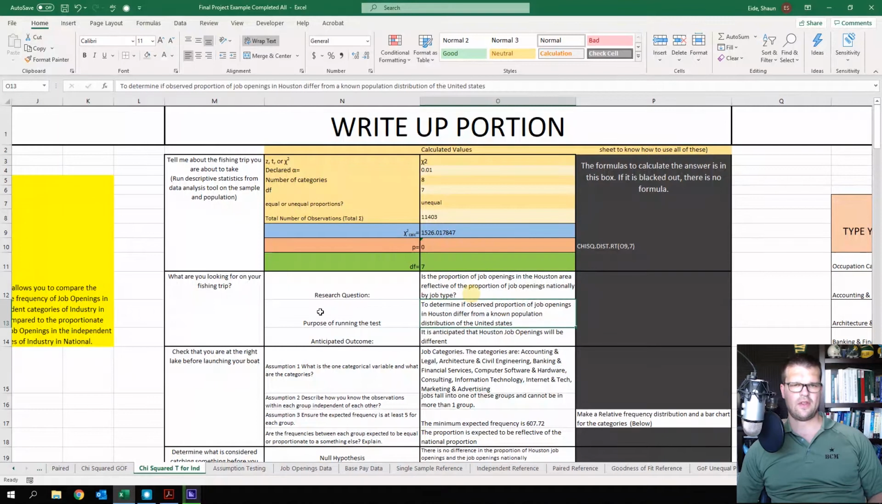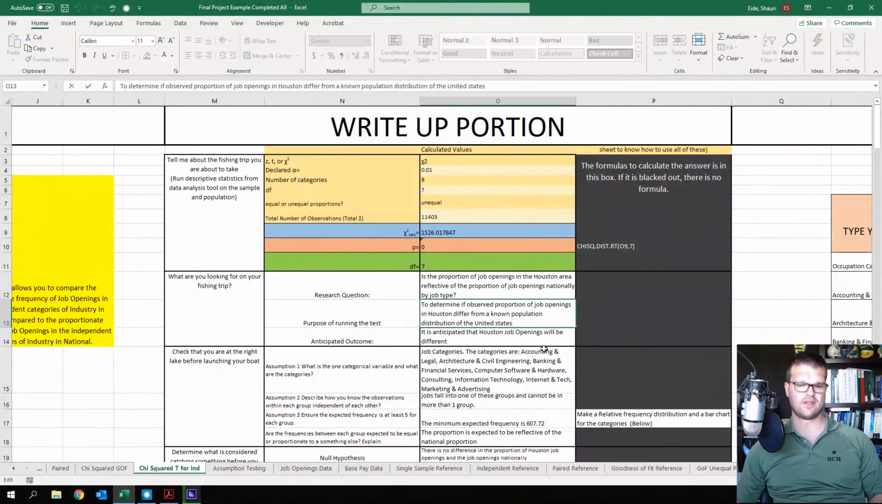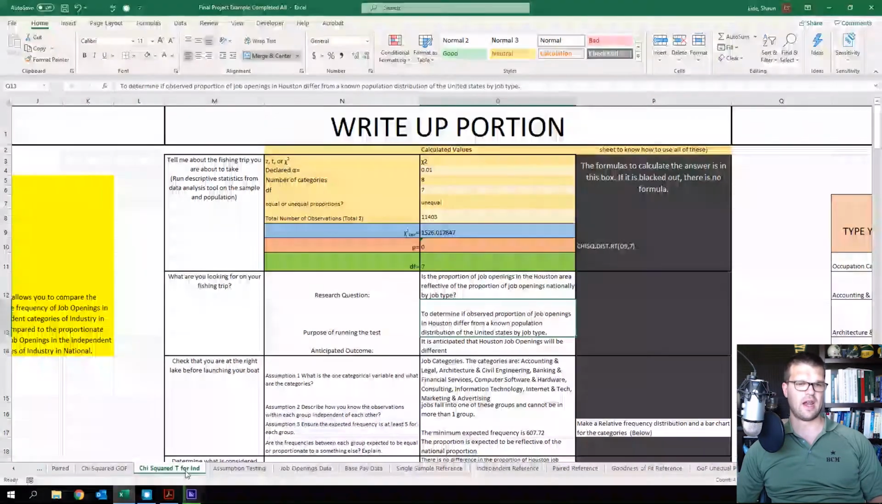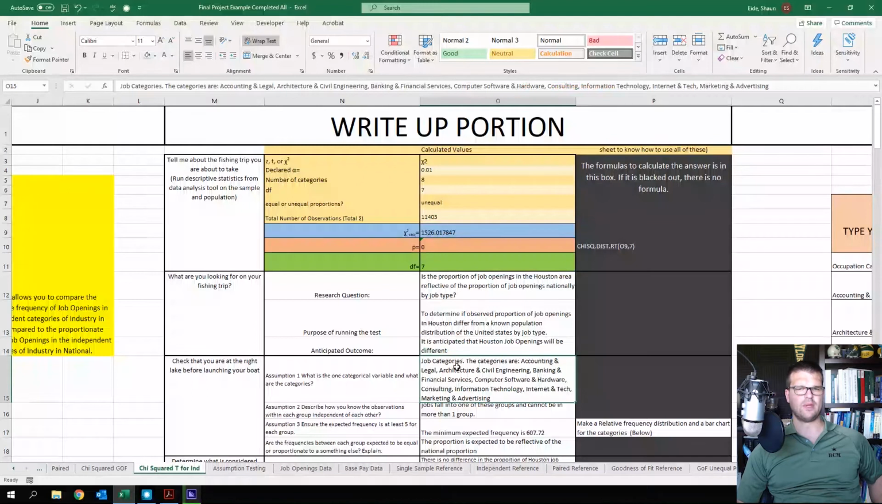And then the purpose of running the test is to determine if the observed proportions of job openings in Houston differ from a known proportion distribution in the United States by job type. Once again, I got that from right here. I just copied and pasted it, and then I modified it for this. Then what's the anticipated outcome? It's anticipated that the Houston job openings will be different.